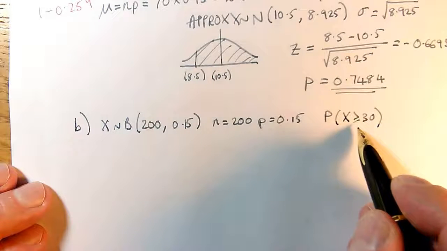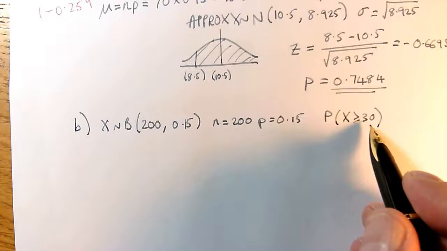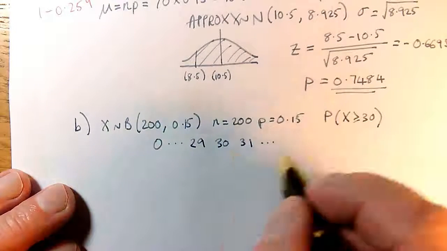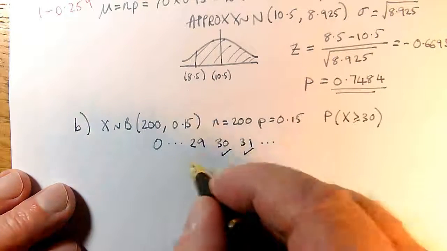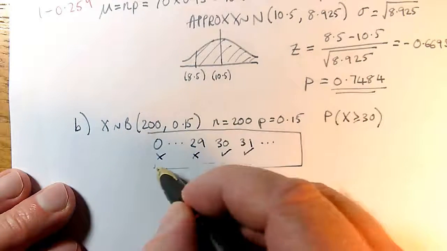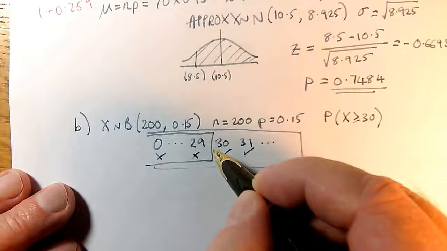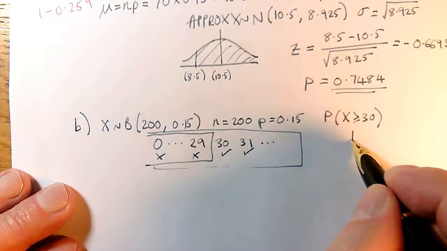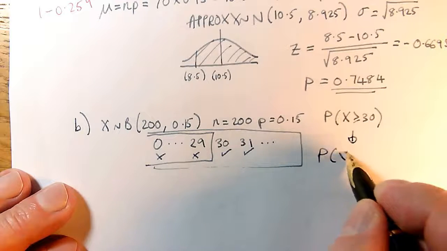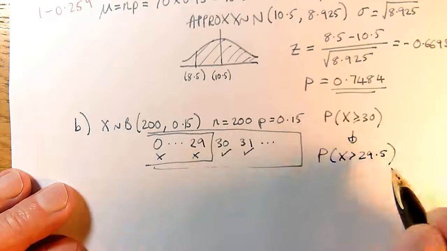At least 30 means greater than or equal to 30. Remember, for the binomial, that matters. And I'll need that for my diagram. At least 30 means it could be 30, it could be 31, but it can't be these. So my inclusion box would have everything, but my exclusion box comes to there. So my continuity correction's at 29.5. So I'm going to morph that into the probability that x is greater than 29.5 for my normal distribution.